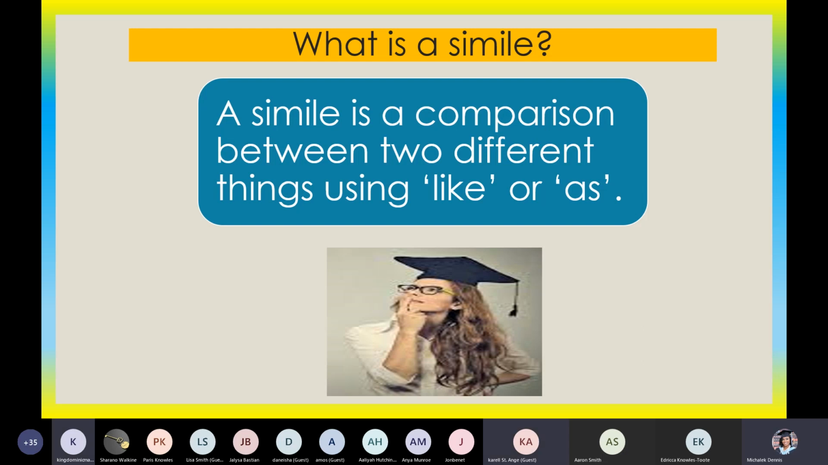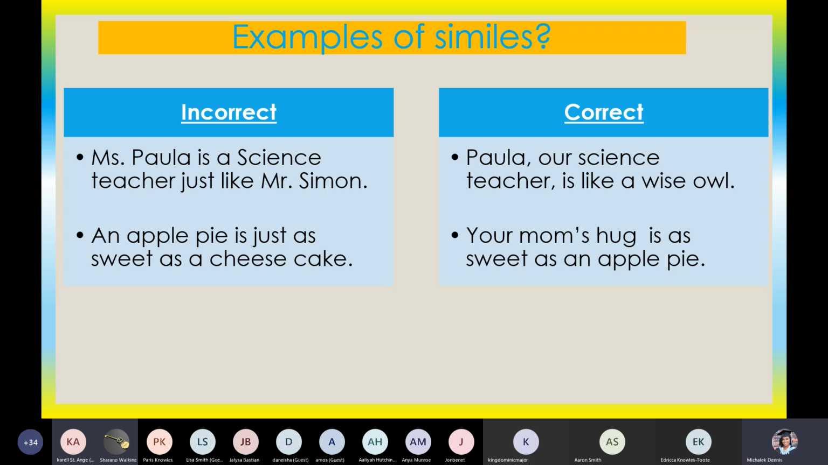All right, I see Major King. Go ahead, King. It's when you compare two unlike things and putting them in a sentence. And what are you using to compare them? Like or as. All right, like or as. You are correct. A simile is a comparison between two different things using like or as. All right, good job, man.